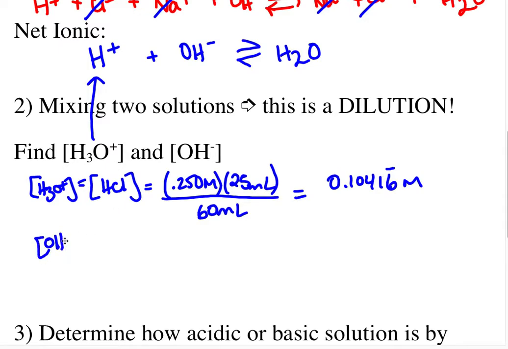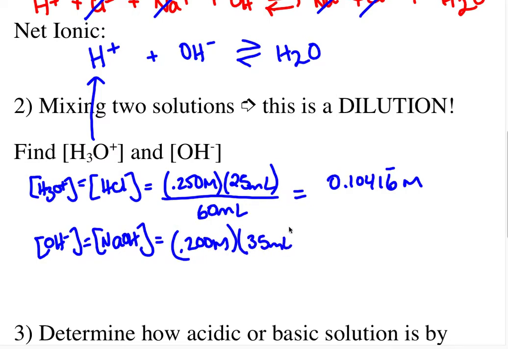Concentration of our OH minus is going to be the same as the concentration of our NaOH solution because there's a 1-to-1 ratio there. Our initial concentration of the NaOH is 0.200 molar. Initial volume 35 mils, and total volume is going to be the same as here because we're mixing those two solutions together, which is 60 mils. Divide this out and we get 0.116 molar.